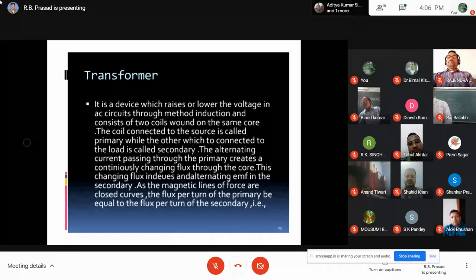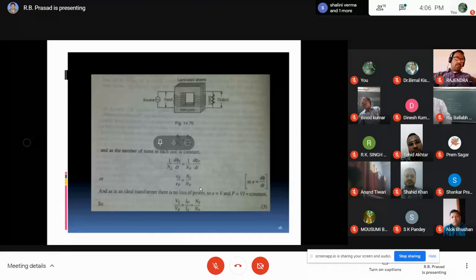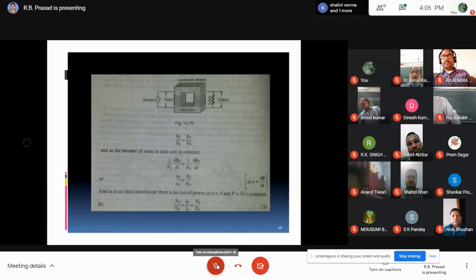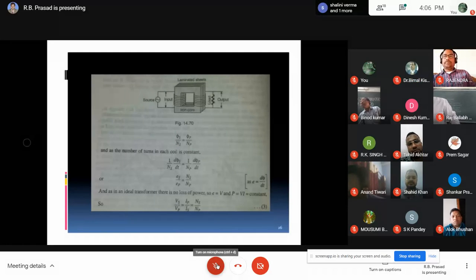That is, you can see this is the figure of the transformer. Laminated cores or core materials are used. In the primary there is an AC source, the symbol of the AC source. In the secondary, the output load is given.